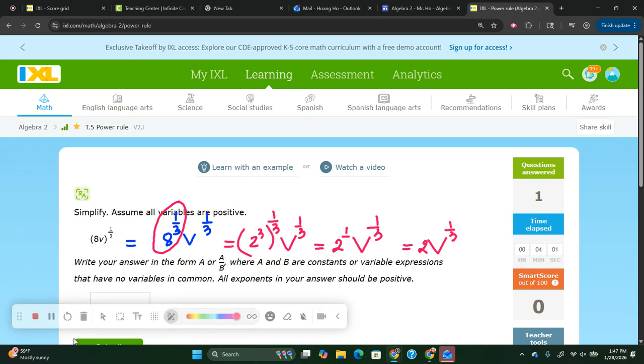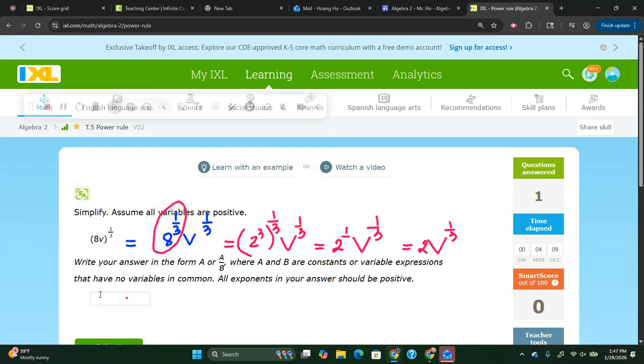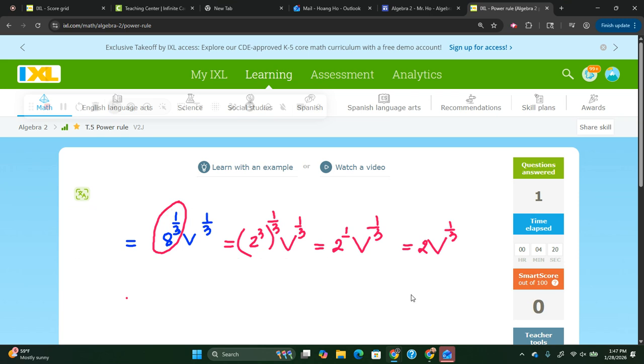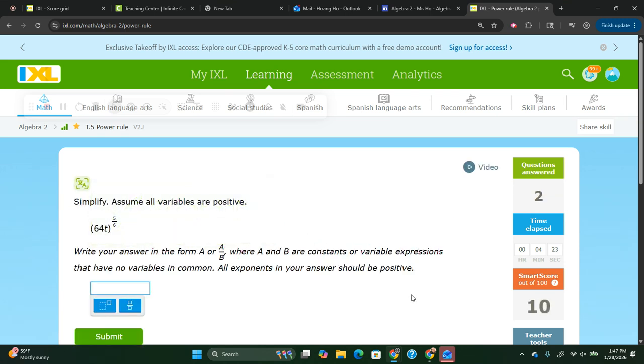Let's enter this in. I can move this one to the top. I put number 2, v power 1/3. Submit. Voila. So the next problem, very similar. You have 64 t power 5/6. So 64 should power 5/6, and then t power 5/6.